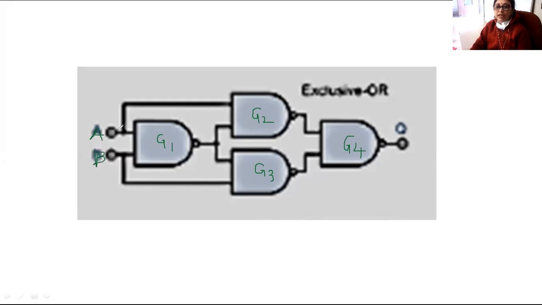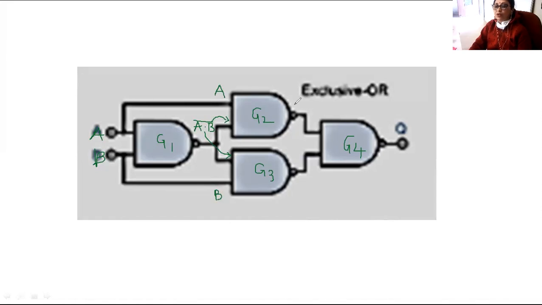Okay. Now as A and B is applied to gate number 1, what will be the output of gate number 1? It will be A dot B whole bar. Okay. So this A dot B whole bar is applied as input to both of these gates. So it is applied here also and it is applied here also. Okay. So one of the inputs of G2 and G3 is A dot B whole bar. Now another input of G2 is A. Okay. And another input of G3 is B.